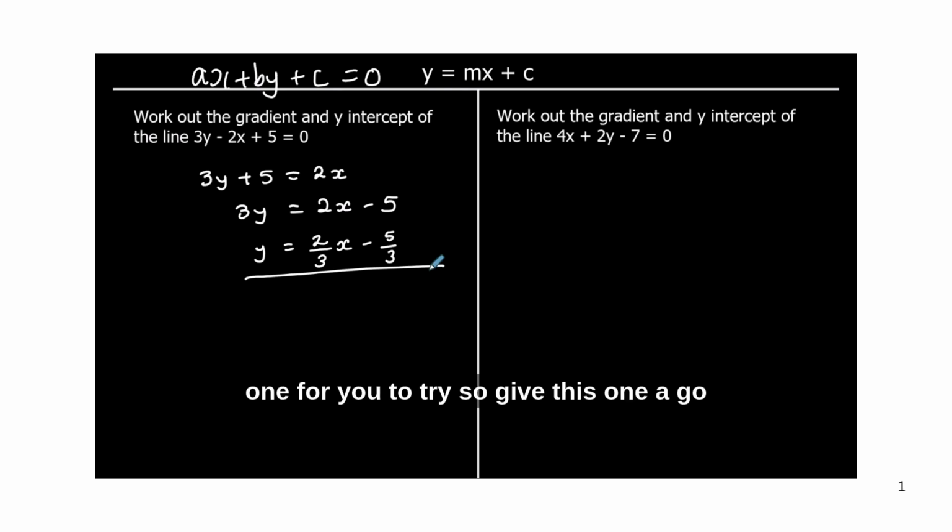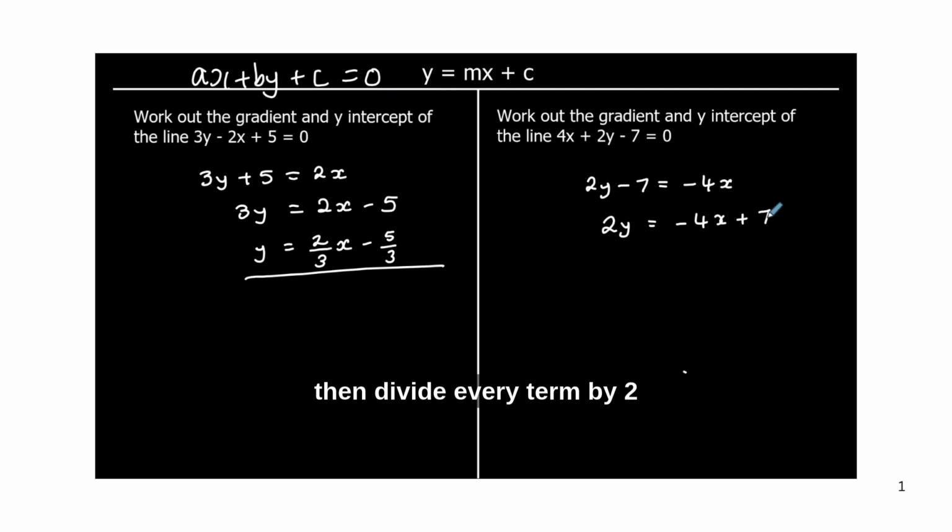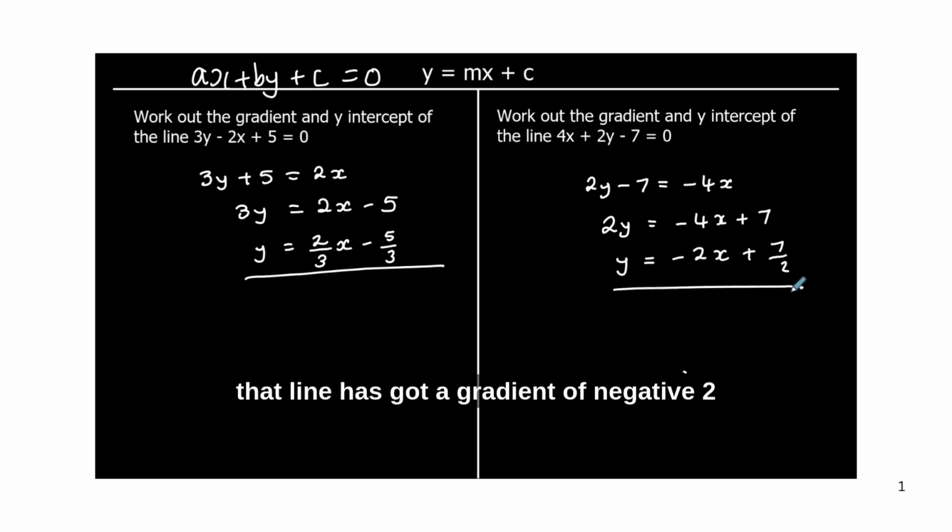One for you to try. So give this one a go. So again, we're making y the subject. Take away 4x from both sides. Then I'll plus 7 to both sides. And then divide every term by 2. Half every term. So y is -2x plus 7/2. So that line has got a gradient of -2 and a y-intercept of 7/2, 3.5.